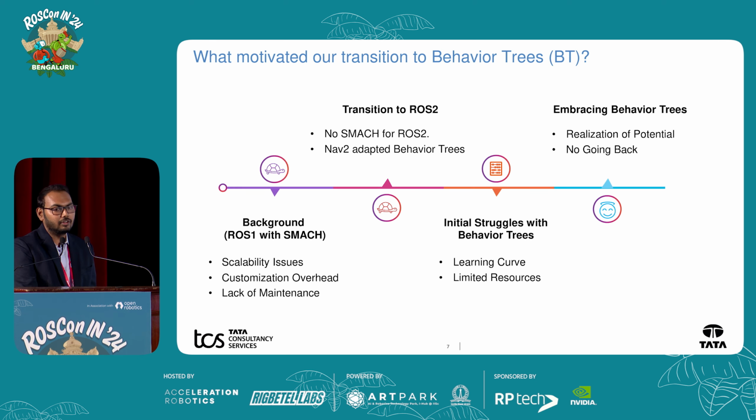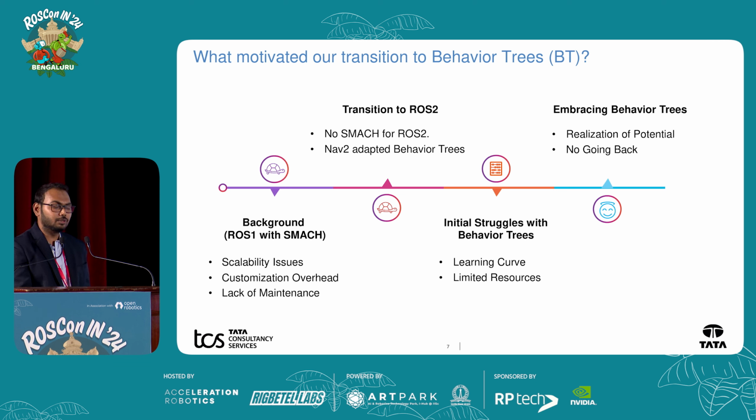So what motivated our transition to behavior tree? Previously, when we were using ROS1, at that time we were using SMACH for task execution. It was actually simple, but as the requirements grew complex, there was a scalability issue, and we had to customize a lot for recoveries, retries, and all. It was not maintained properly. There were issues related to crashing when we were using concurrent nodes.